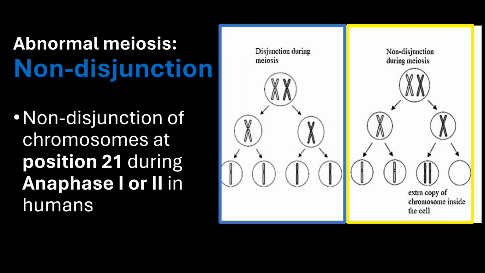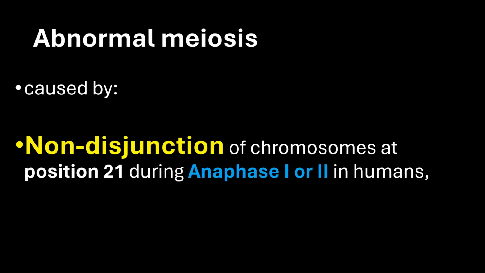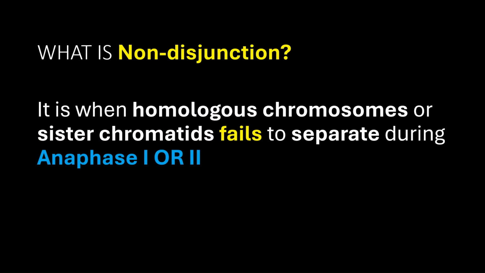So what happened is written there. The third cell received an extra copy of the chromosome, and the cause can be traced to non-disjunction. So we are still looking at abnormal meiosis. An abnormal chromosome number is caused by non-disjunction of chromosomes at position 21 during anaphase 1 or 2 in humans. So that is it. Now we need to look at what non-disjunction is.